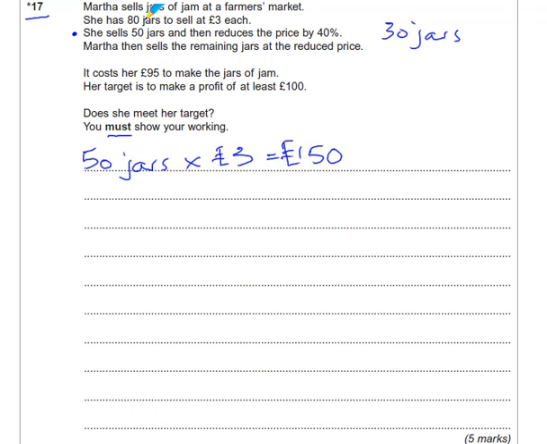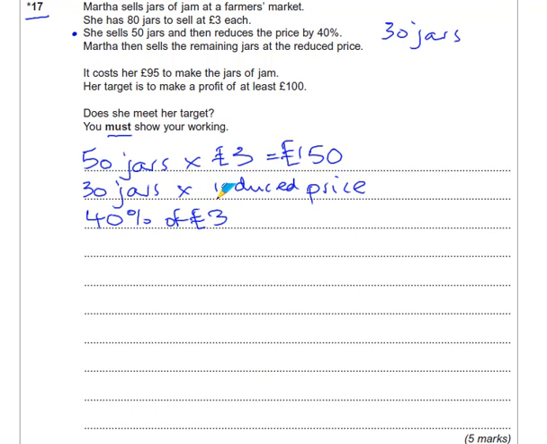The other 30 jars, because 50 plus 30 is 80 jars in total. So we need to work out the reduced price. So 30 jars times by the reduced price. We're told in the question that she reduces the price by 40%. So we need to find what 40% of £3 is.